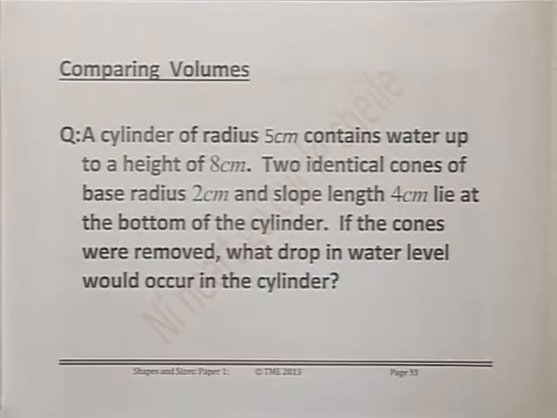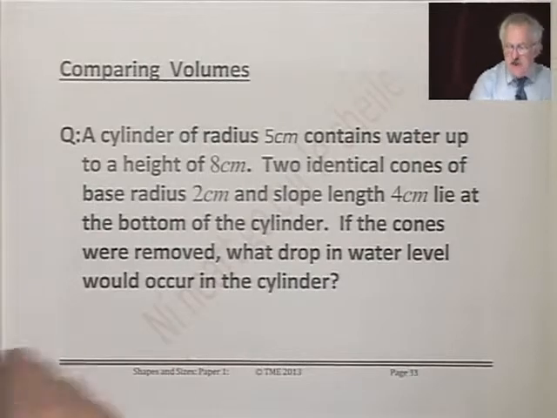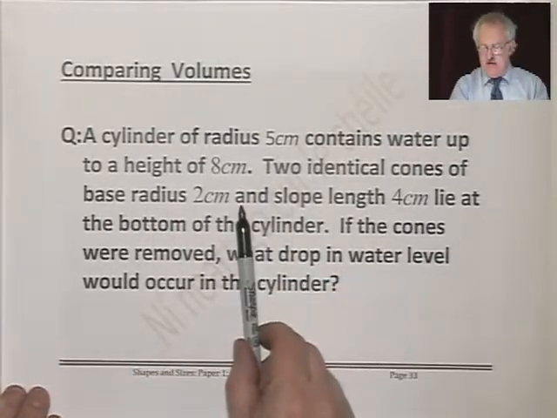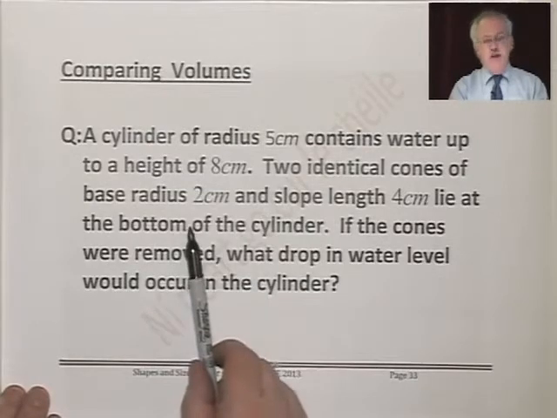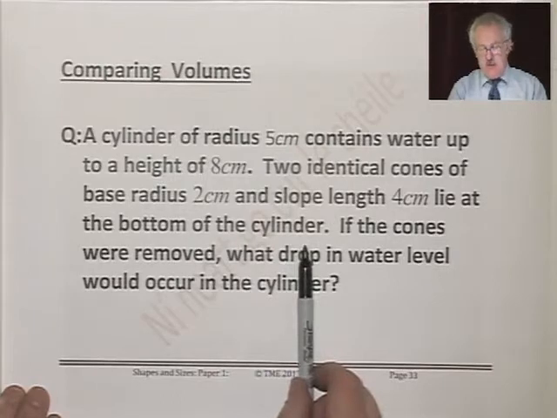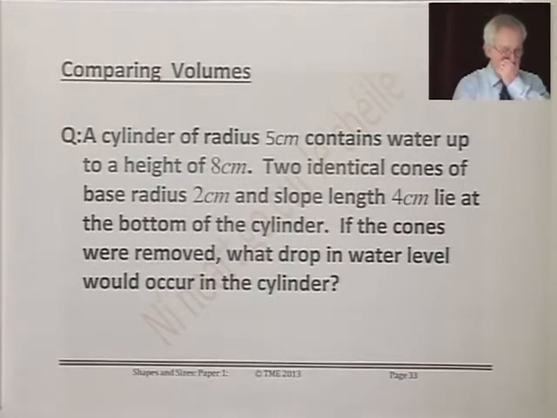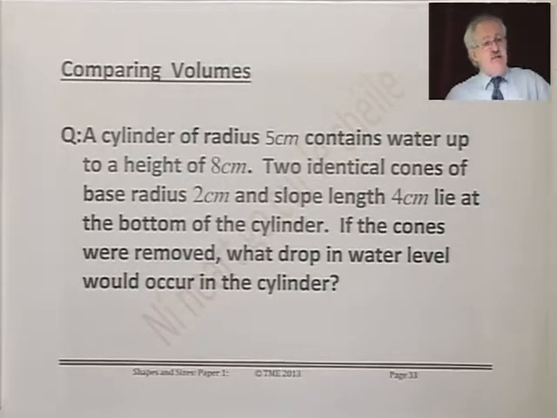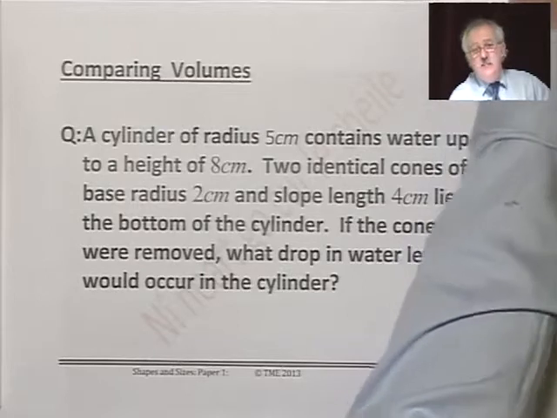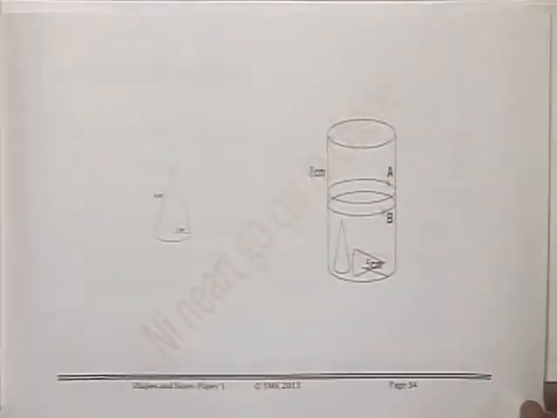Now we look at the question on comparing volumes. Here we've got a cylinder of radius 5 centimeters containing water up to a height of 8 centimeters. 2 identical cones of base radius 2 and slope length 4 lie at the bottom of the cylinder. If the cones were removed, what drop in water level would occur in the cylinder? This is all examinable material and all available from the formulae tables and from a manipulation of the formulae tables.